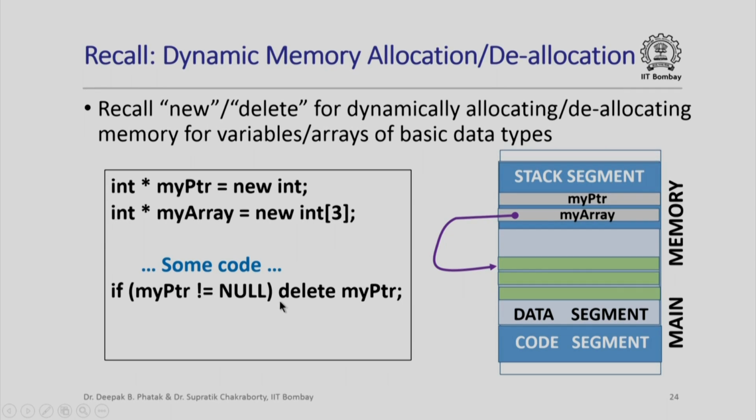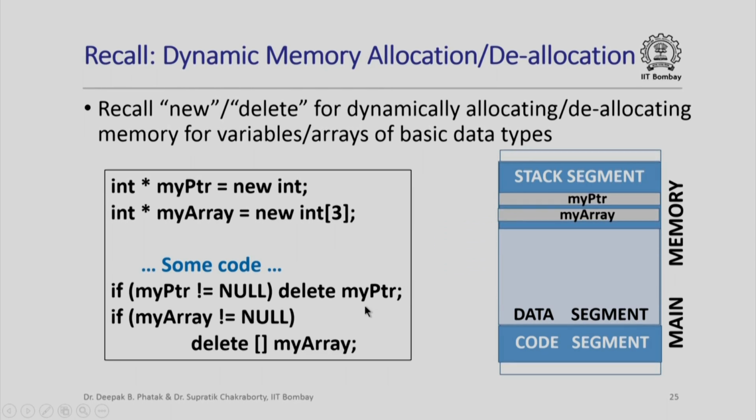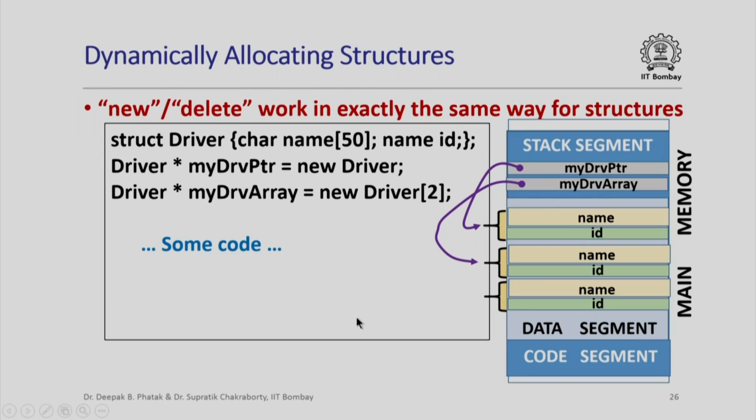And of course when we do delete my pointer, then whatever locations in the heap my pointer was pointing to are freed. Similarly, when I do delete as an array my array, my array was basically pointing to some locations in the heap as an array, and that entire set of locations is going to be freed when I say delete as an array the locations pointed to by my array.